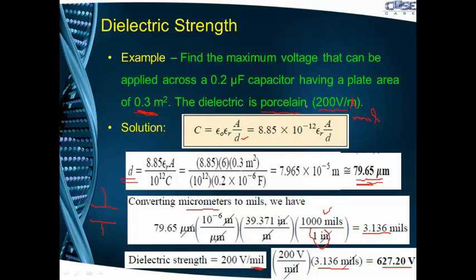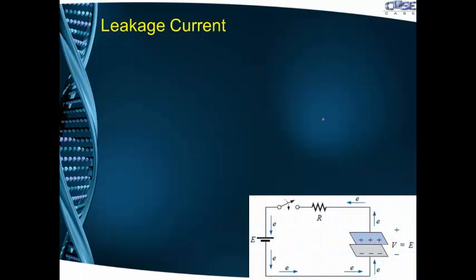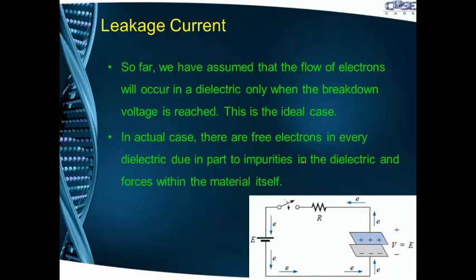Next is the leakage current. So far we have assumed that the flow of electrons will occur in our dielectric only when the breakdown voltage is reached, and this is the ideal case. That is, when the dielectric within the plates is not in breakdown and working properly, then it would not allow any current from one plate to the other.